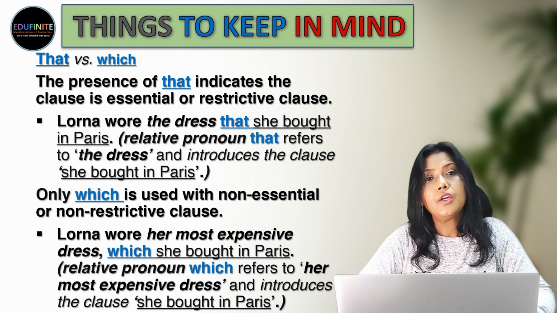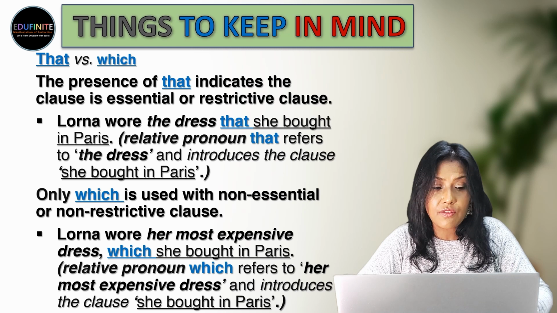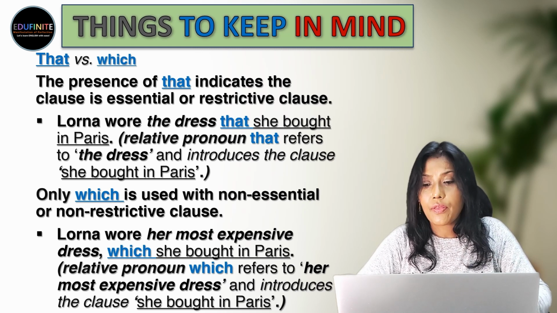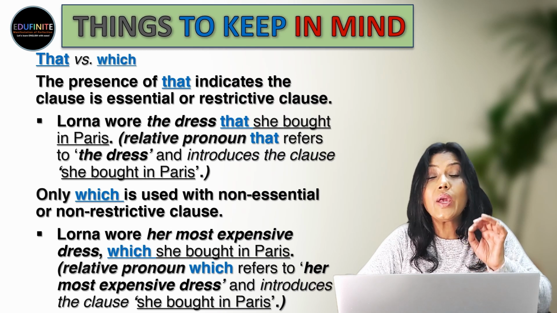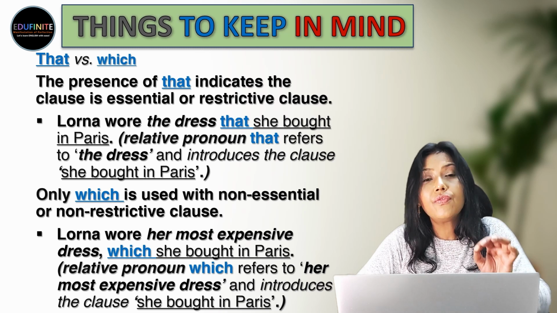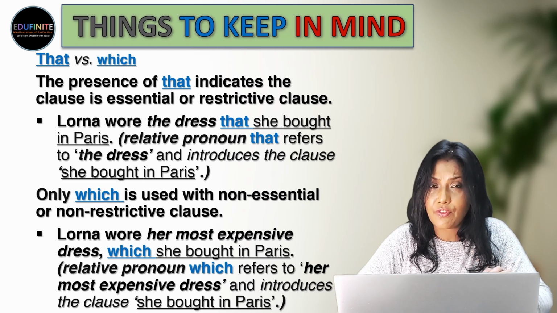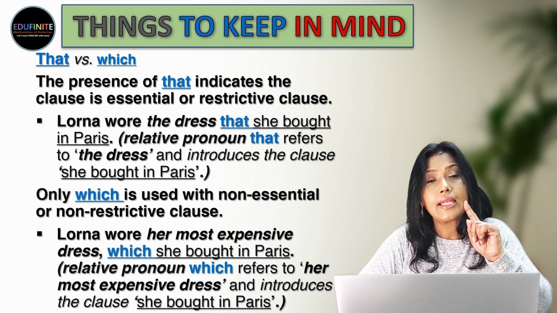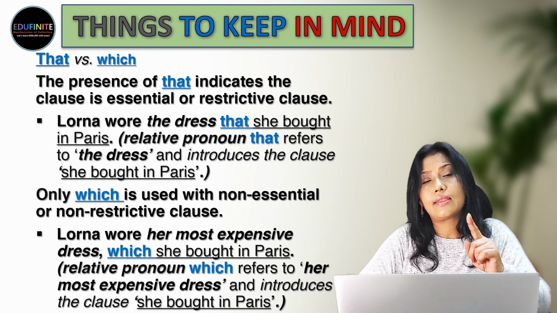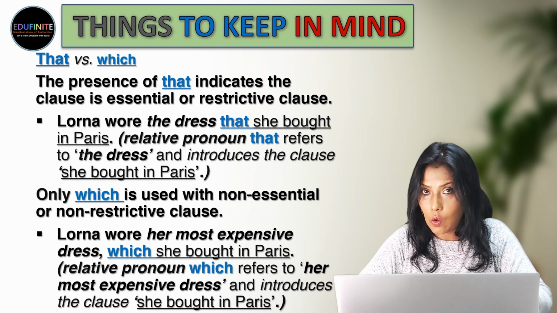Now over here, you can never write that. You can never say Lorna wore her most expensive dress that she bought in Paris. That will be absolutely wrong, because with a non-restrictive clause, we only use which. And if that is present in any clause, that means in any relative clause or adjective clause, it immediately tells us that it is a restrictive clause or an essential clause.